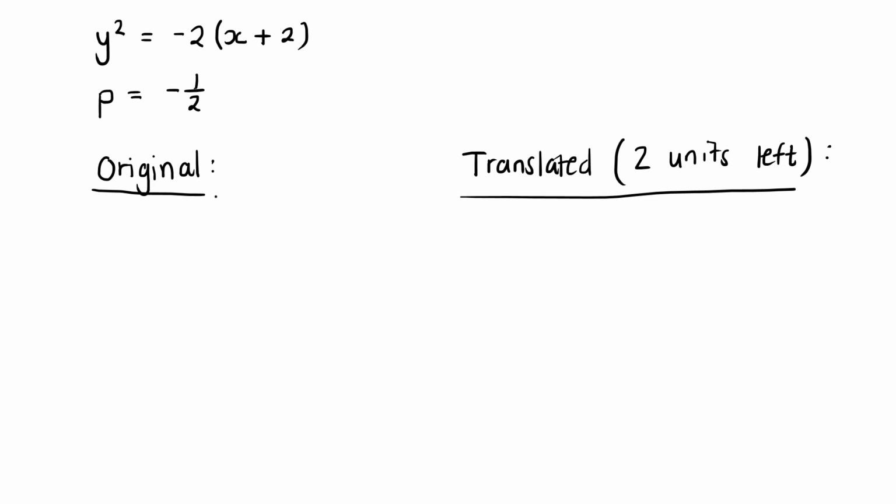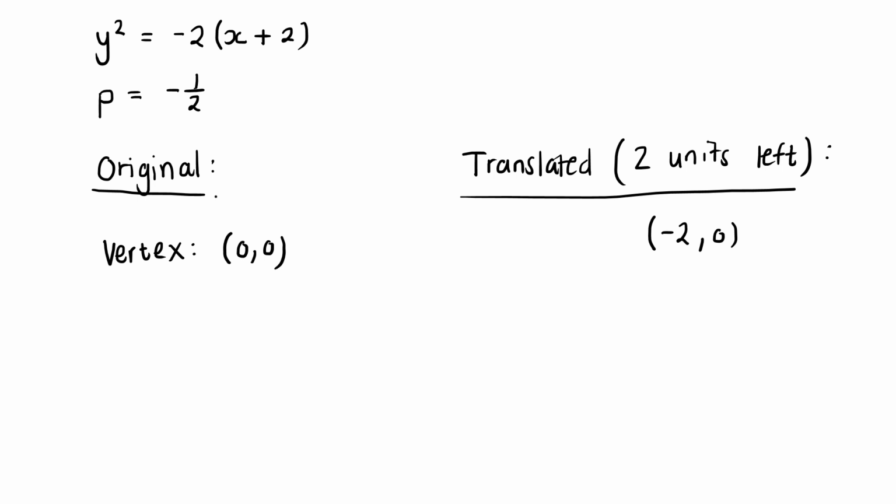Remember the translation, because of the brackets x plus 2, means we are shifting our whole parabola 2 units to the left. So first, if we didn't have a translation, our standard form shows us a parabola that has its turning point at the origin. So the original vertex was at the origin at 0, 0. If we translate the vertex, it will move 2 units to the left. So it will still be on the x-axis, but at negative 2, 0.